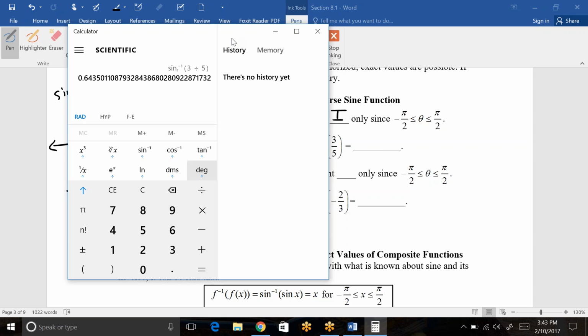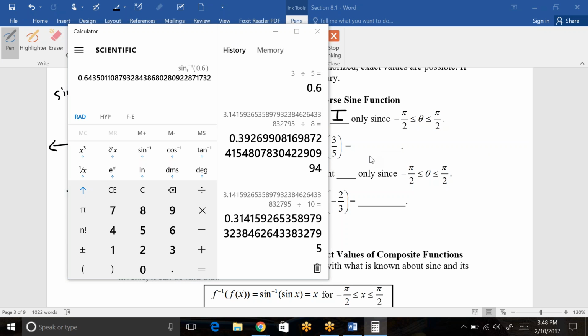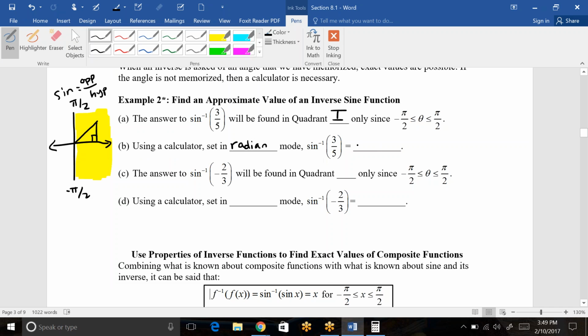So this gives me, that's not what I wanted. It's giving it to me in a decimal format. So let's hang on just a second. Okay, so we are going to use the decimal because we're approximating here. We're going to go to 4 decimal places, so 0.6435.